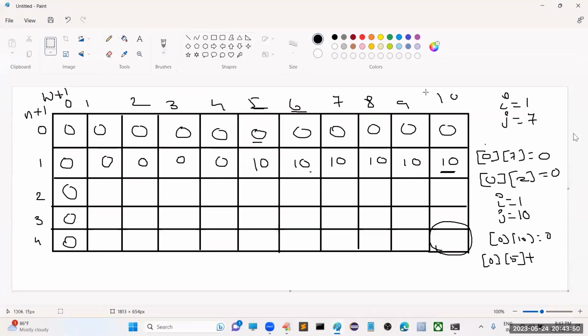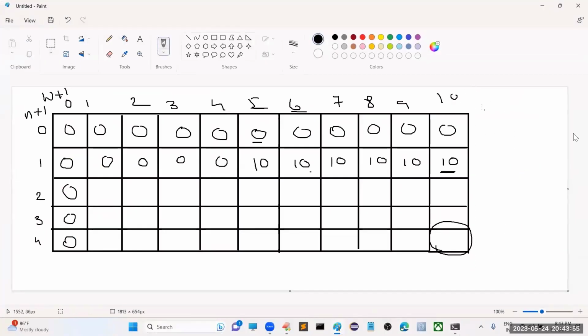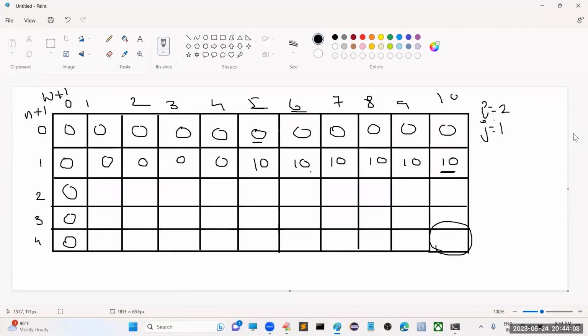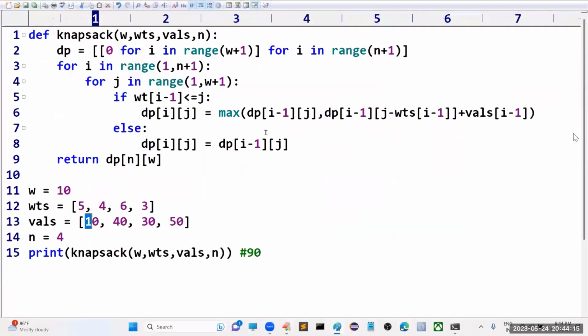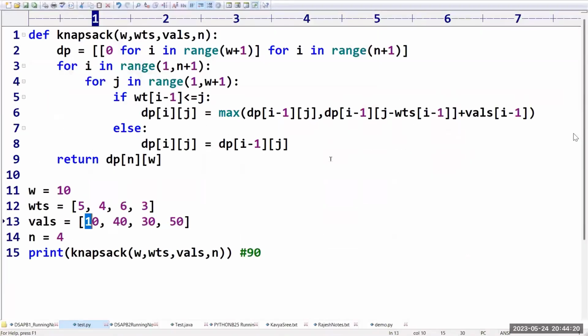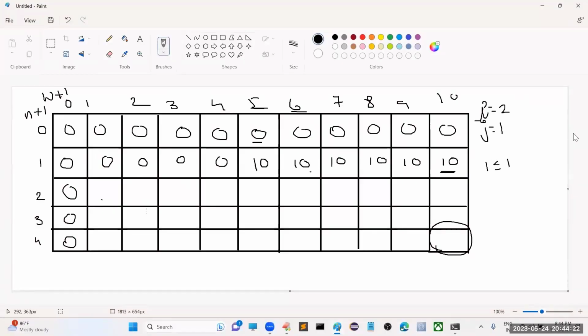When the situation came for the second row, what will happen? We are going to take I is equal to 2, and again your j value will become 1. From 1 only we have to start. So then what will happen? Again, this process is going to be repeated. Weight of I value is what? I value is 2. So 2 minus 1 will become 1. Is 1 less than or equal to 1? Yes, condition is true. Then dp of, we are trying to calculate i, j. That is nothing but 2, 1 we are calculating.